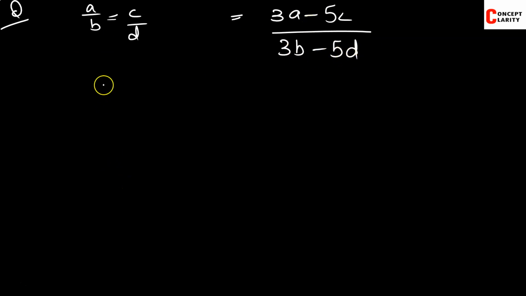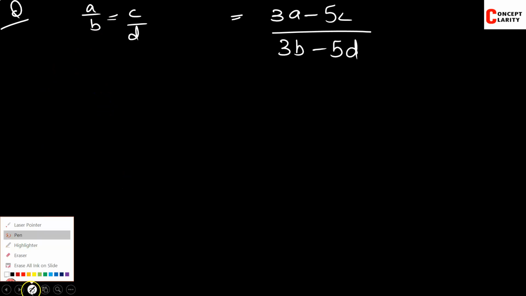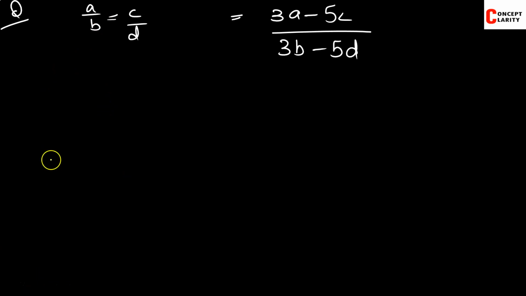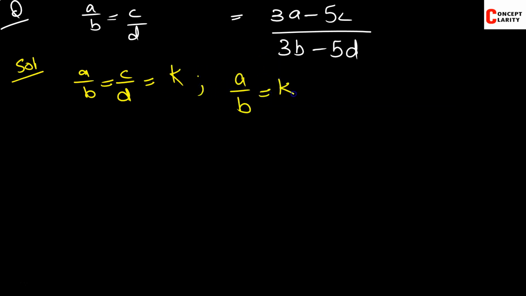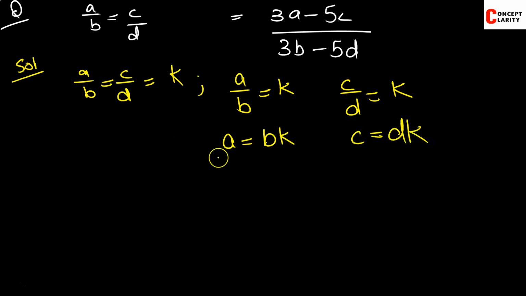Let me just change the ink for the solution visibility. Yes, what I am doing, I will just take a is to b is equals to c is to d. Let's say it's equals to k. So now a by b is equals to k and c by d is equals to k. Okay, and now I get the value of a to be bk and c to be dk. These are my two values, a is equals to bk, c is equals to dk.